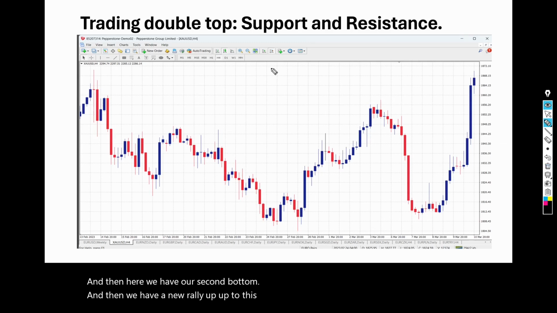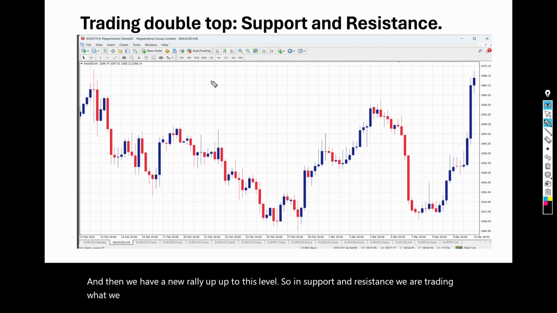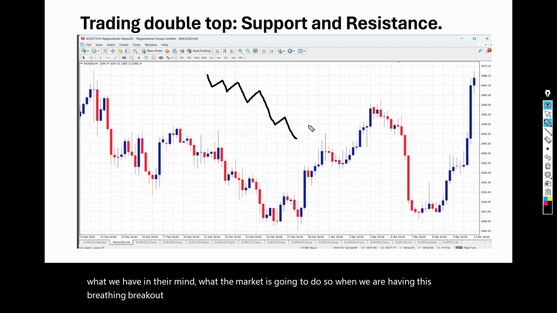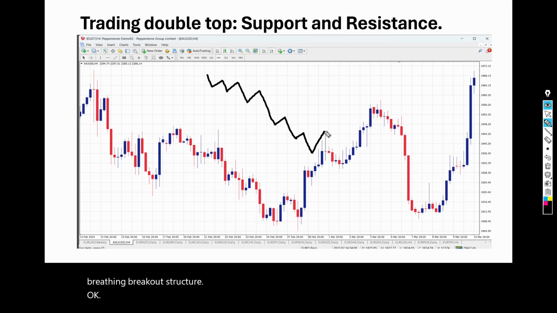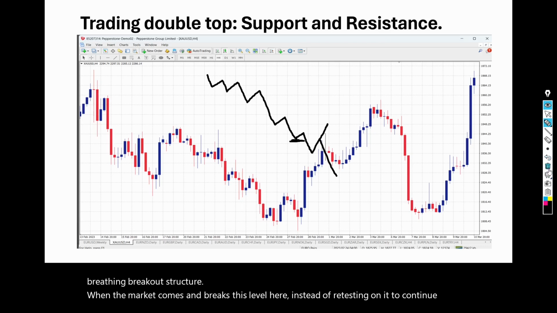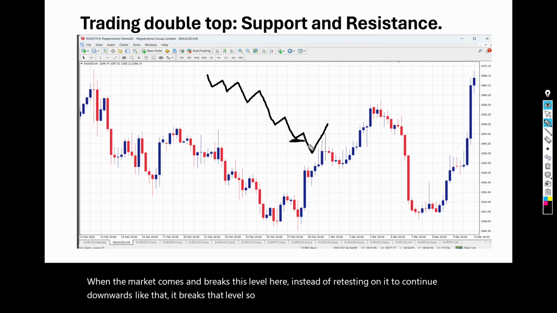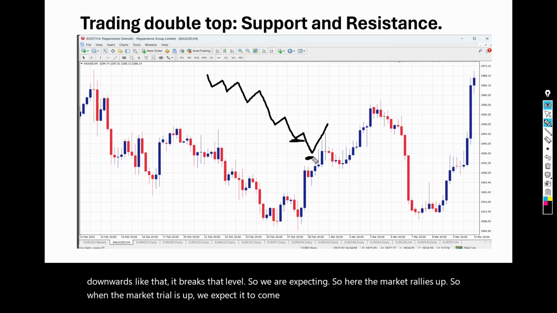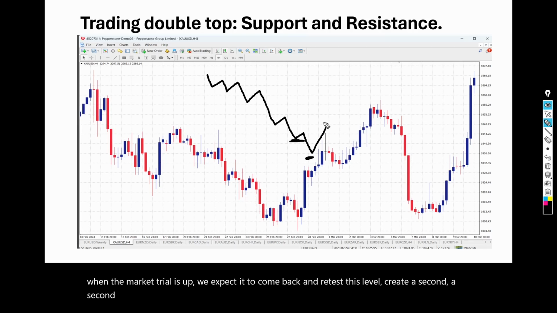So in support and resistance, we are trading what we have in the mind, what the market is going to do. So when we are having this breathe in, breathe out structure, okay, when the market comes and breaks this level here, instead of retesting on it to continue downwards like that, it breaks that level. So here the market rallies up. When the market rallies up, we expect it to come back and retest this level, create a second bottom. So here, this is where we shall see that the market is going to find resistance at a certain level. So for example, here, it found resistance.